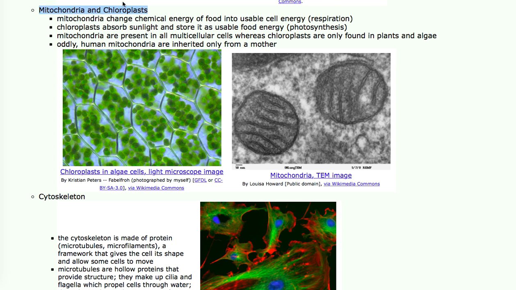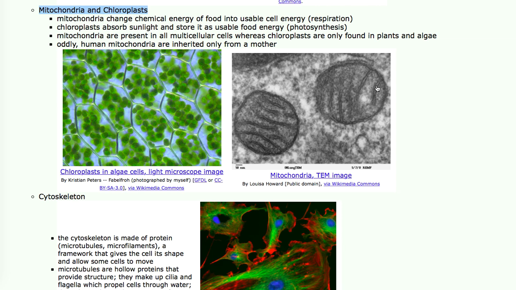Lynn Margulis first proposed, as I said before, that these two organelles were probably at one time free-living microbes, and then they began to live inside of other microbes, and that was the origin of eukaryotes. Before that, everything was a prokaryote. These little green balls that you see in this picture, those are chloroplasts. And these big round objects are mitochondria.